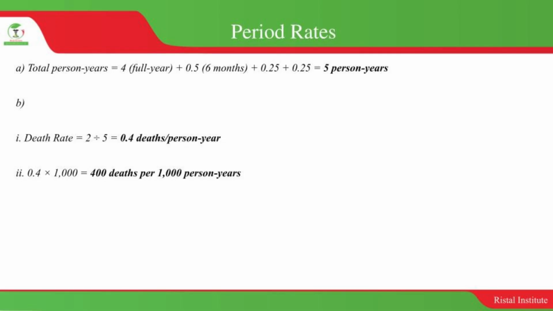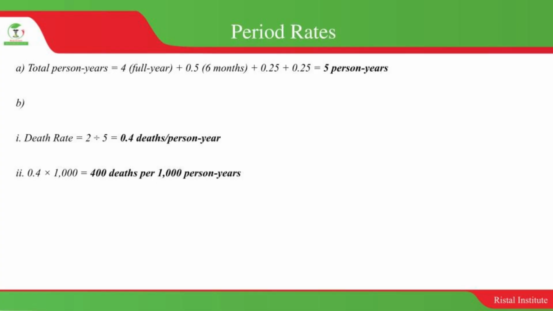Let's calculate the death rate using the concept of person years. In our example, the total number of person years in 1981 was 5. Now, we're told that 2 people died during that year. To find the death rate per person year, we divide the number of deaths by the total person years. Death rate equals 2 divided by 5, which equals 0.4 deaths per person year. This means that, on average, for every year of exposure by one person, there were 0.4 deaths in the population.